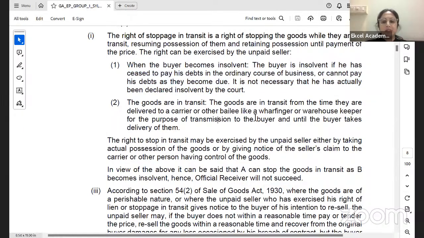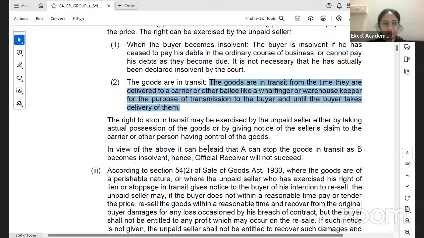Then, goods in transit means what? They are in transit from the time when they are delivered to a carrier or other bailee, like a wharfinger or warehouse keeper, for the purpose of transmission to the buyer, until the buyer takes delivery of them.